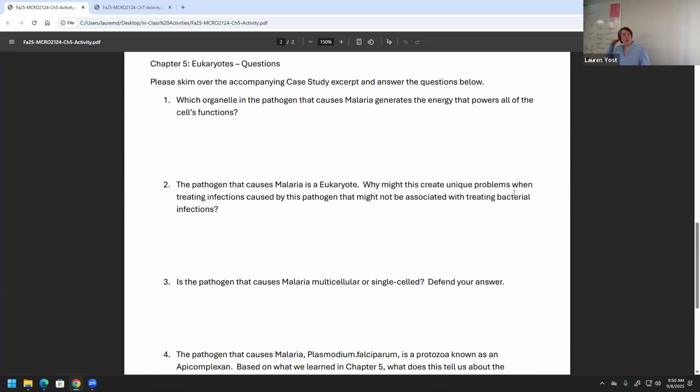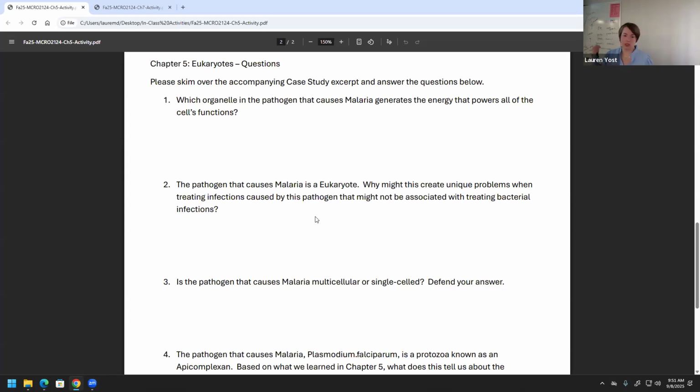Which organelle in the pathogen that causes malaria generates the energy that powers all the cell's functions? Mitochondria. So it's easy enough. The powerhouse of the cell is the same for our malaria. It's all eukaryotes. Same. So mitochondria. The pathogen that causes malaria is a eukaryote.